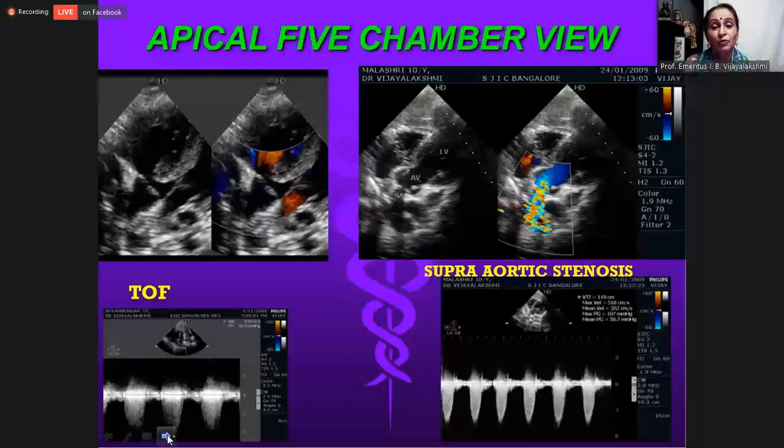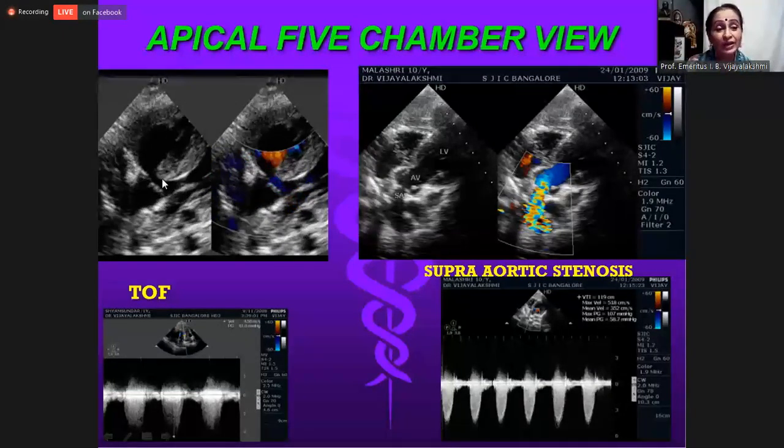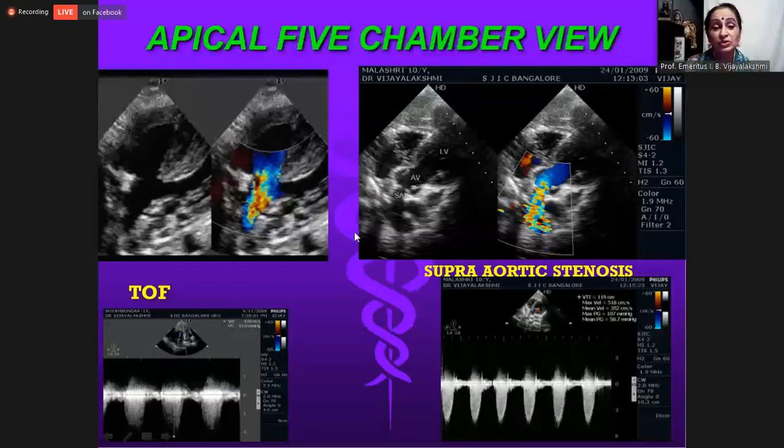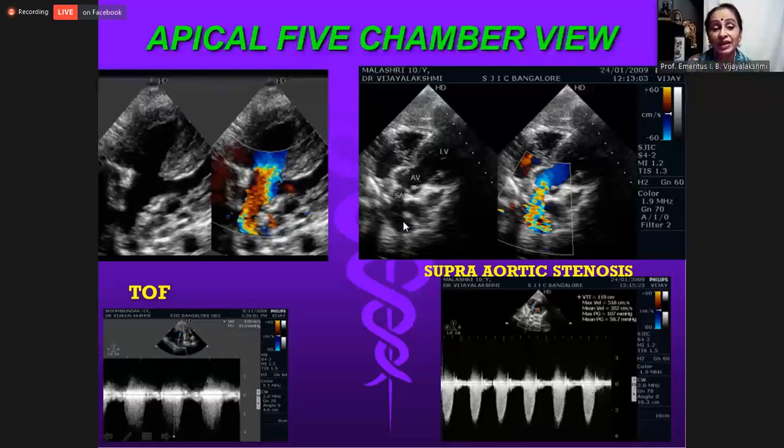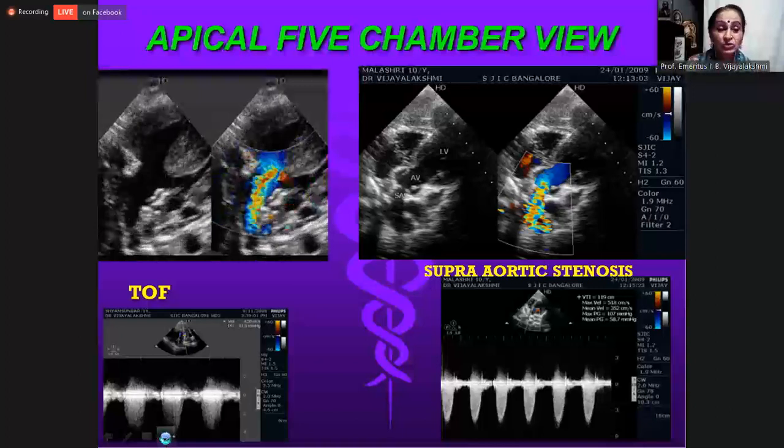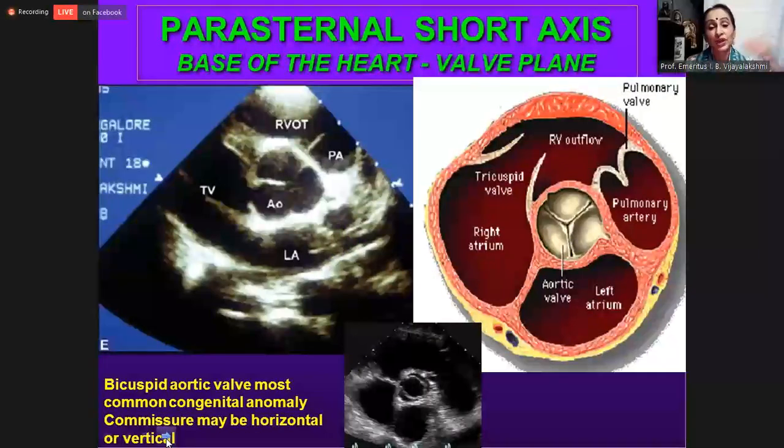In the apical four-chamber view, you can see the overriding in tetralogy with the pulmonary stenosis. You can see the supraaortic stenosis with the gradient that is in the Williams syndrome. So apart from the five-chamber view, then you have to go to the short axis. In the short axis, this is how you look at the RVOT and the pulmonary artery and the branches and the aortic valve. And the bicuspid aortic valve is the commonest congenital heart disease.